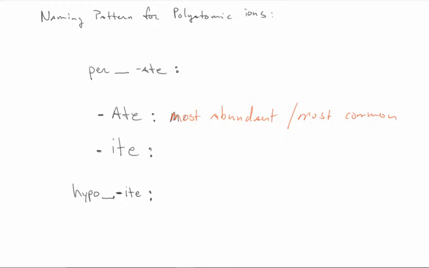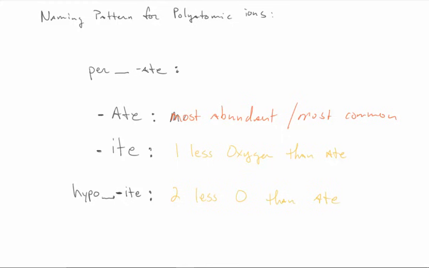And then everything else in this naming pattern is going to be based on those. Now, what we do is the most abundant is going to tell us the number of oxygens. It's going to be our relative starting point for the number of oxygens present in all of the rest of them. All right? So what we do is we go to the ITE form, and this has one less oxygen than the ATE polyatomic form. If you're looking at your list, carbonate would have 3 oxygens, carbonite would have 2 oxygens, all right? And then the hypo-ite has 2 fewer oxygens than the ATE polyatomic.